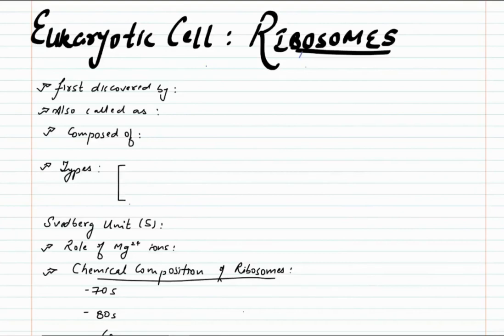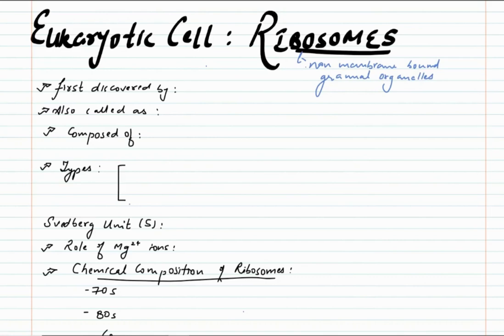In the previous video, we had discussed about plastids. In this video, we are going to discuss about ribosomes. Ribosomes are non-membrane bound granular organelles that are seen in both prokaryotes and eukaryotes.